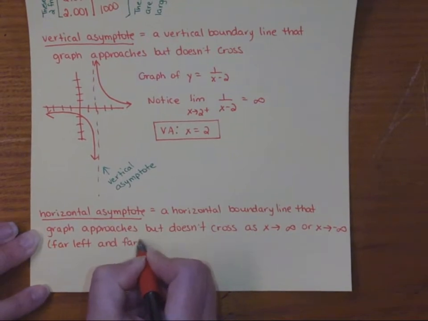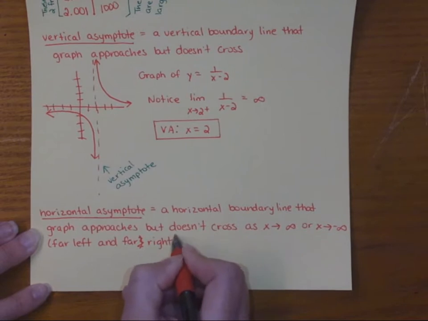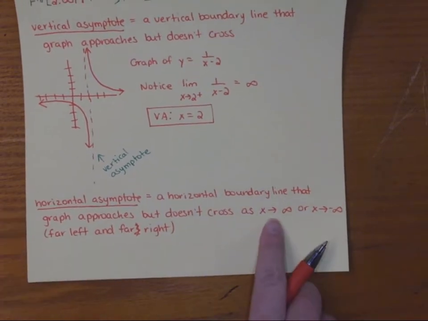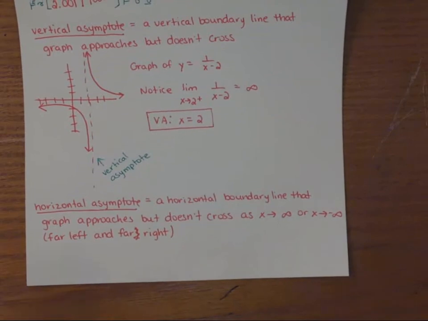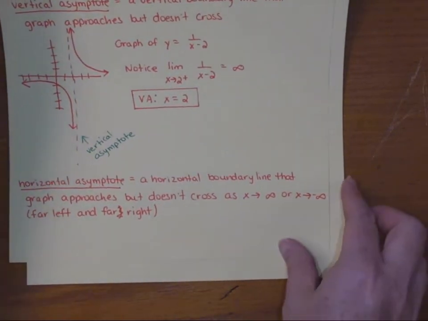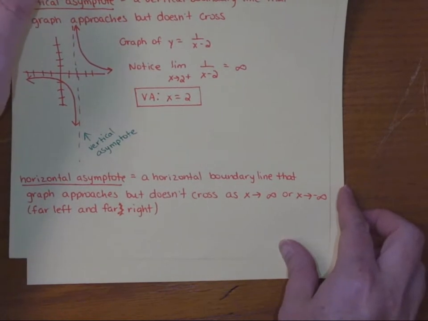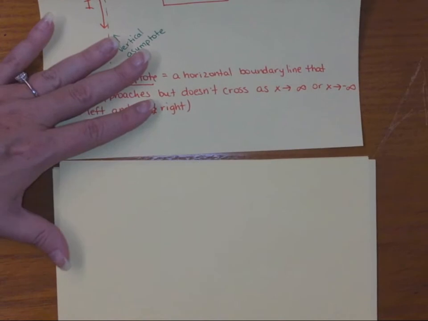As x goes to infinity, we're traveling to the right. As x goes to negative infinity, we're traveling to the left. In other words, it doesn't necessarily apply to any middle sections of the graph, only the far left and the far right. So let's look at a picture example of that.